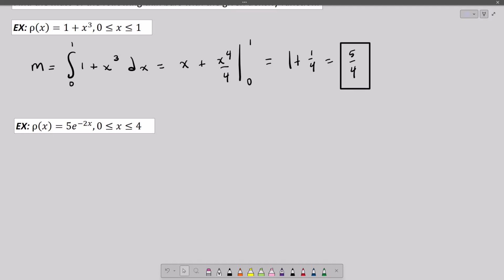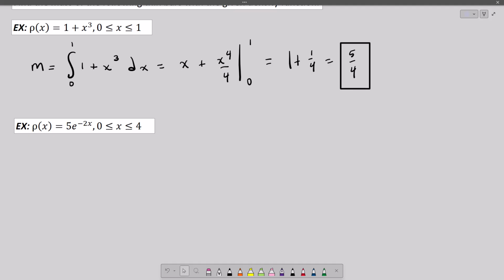Okay, so that's the idea. The concept here is that we've got variable density. We want to find the mass of a wire. All we do is integrate the density to get mass. This falls in line with a lot of the concepts we've used already. If you integrate distance, you get area. If you integrate area, you get volume. Here, if you integrate density, you get mass.